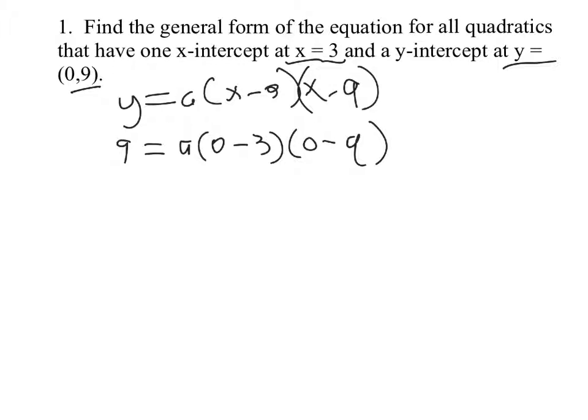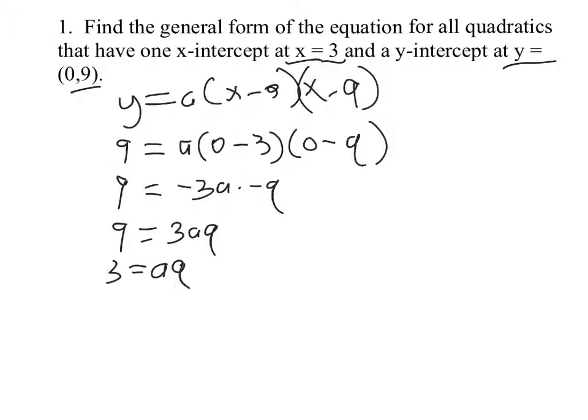And we can then simplify to get 9 is equal to negative 3a times negative q, or 9 is equal to 3aq. And that means that we can divide both sides by 3 to get 3 is equal to aq. And we can then say that q is equal to 3 over a.